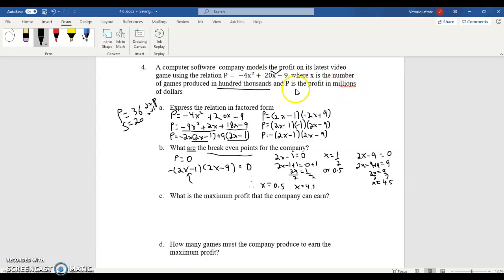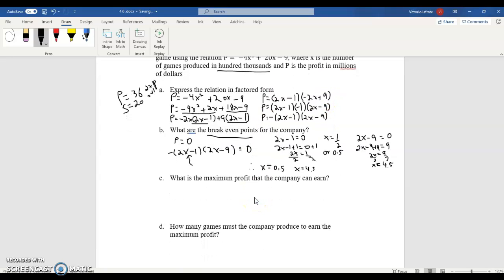Same thing with profit. If I get p is equal to 1, that doesn't mean I earned $1. P is equal to 1 would mean I have millions of dollars, $1 million. P is equal to 2 would mean $2 million. So you have to read that question carefully before you interpret the answer.